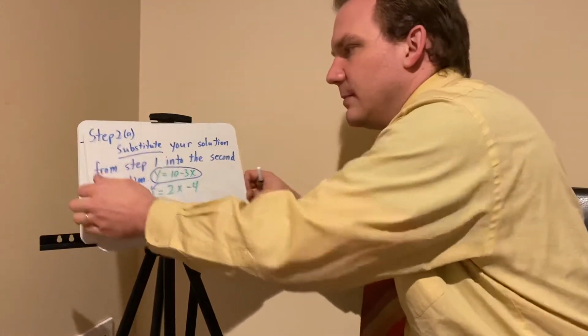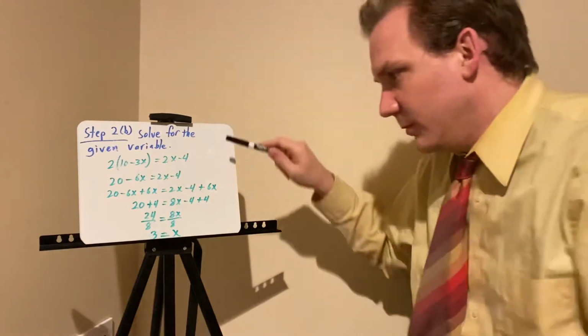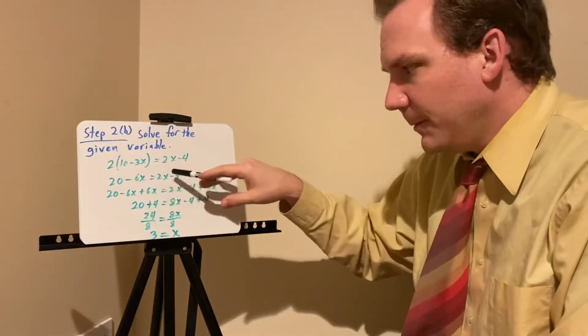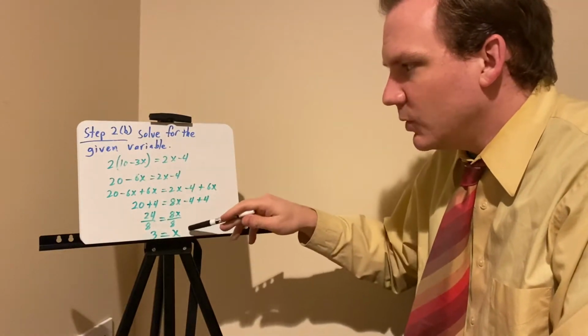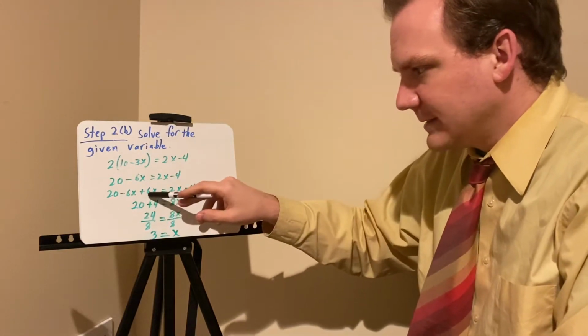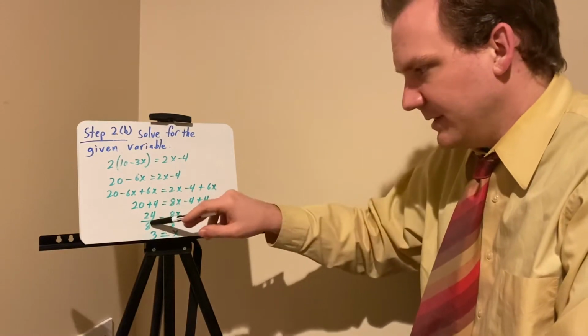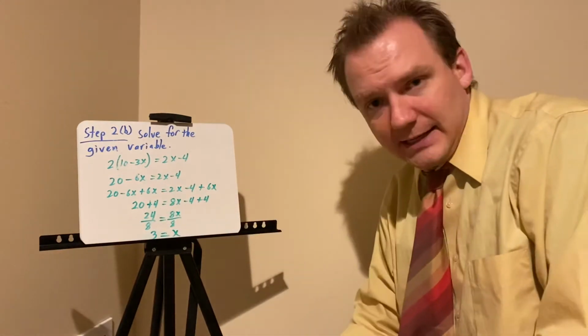Step 2b, solve. We're now going to solve for the given variable. So I did all my algebra here. Basically, I distributed the 2. I added 6 to both sides. I then added 4 to both sides. I then divided by 8. I ended up with x equals 3.